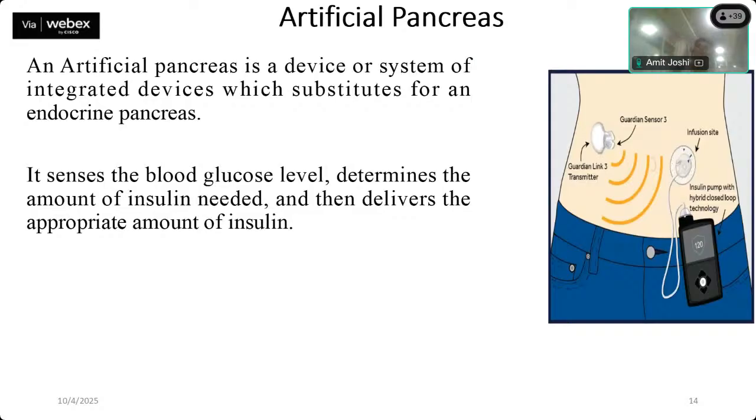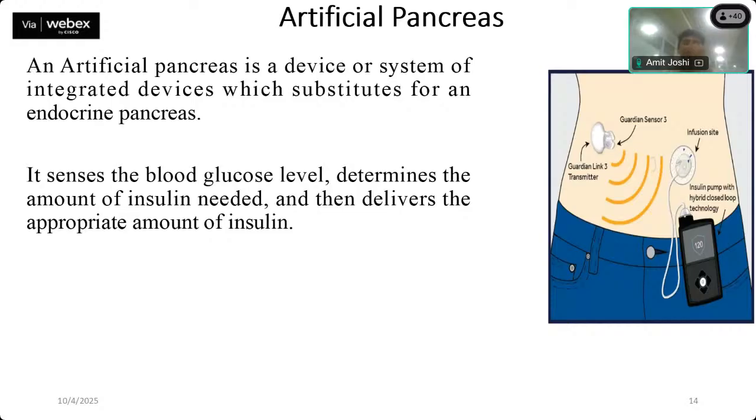And once it is injected inside the body, it will go into your blood, and it will help to neutralize the excess amount of glucose which is present in our blood. So an artificial pancreas is nothing but a device or system, an integrated device, which substitutes an endocrine pancreas. If your pancreas is not working properly, then we have an artificial pancreas which helps us supply those functionalities which are not being provided by your own pancreas.